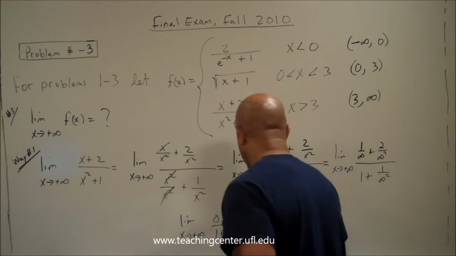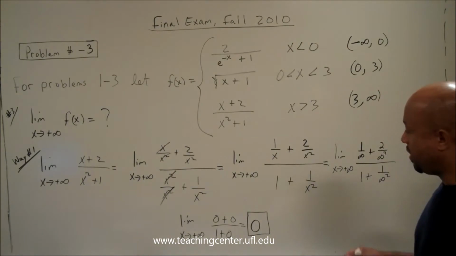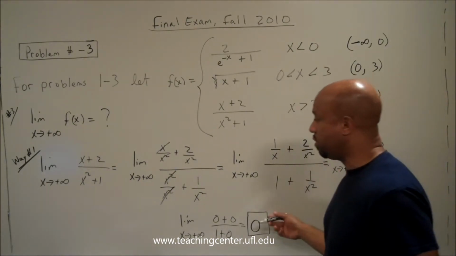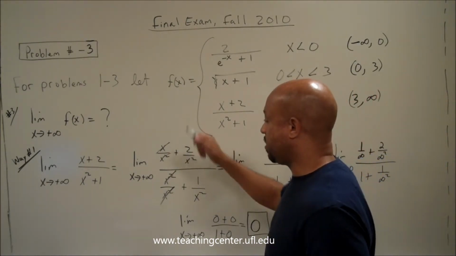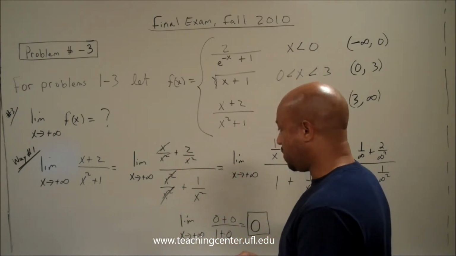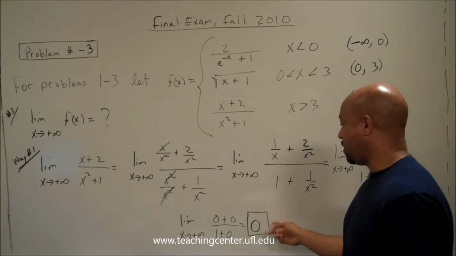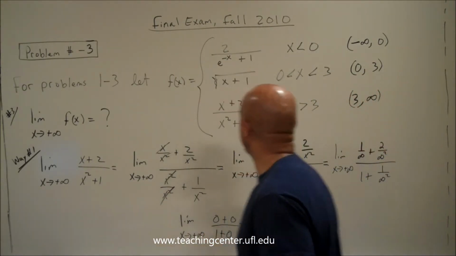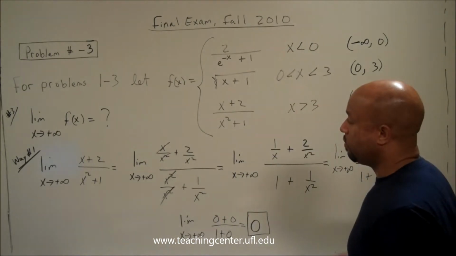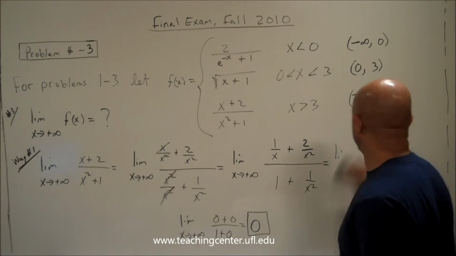Okay, so that's the answer, using the approach where we divide the numerator and the denominator by the highest power of x in the denominator. When we do that, we get an answer of 0. So now we can do it the second way. I'm going to erase this.